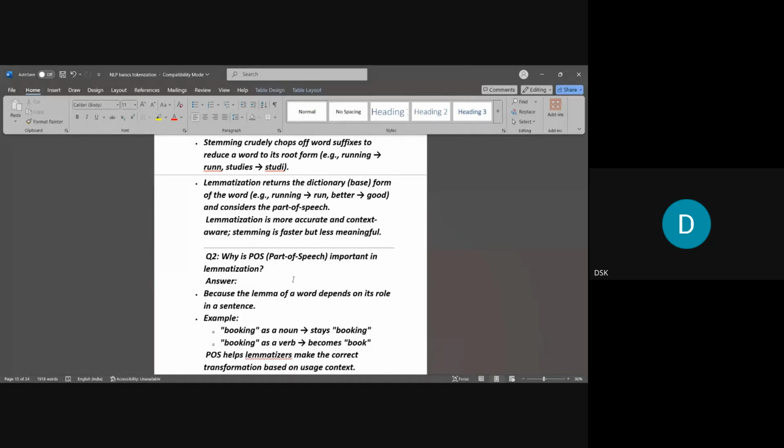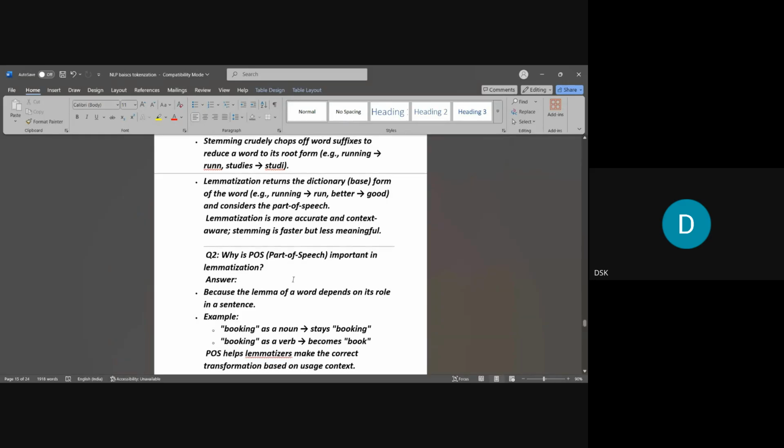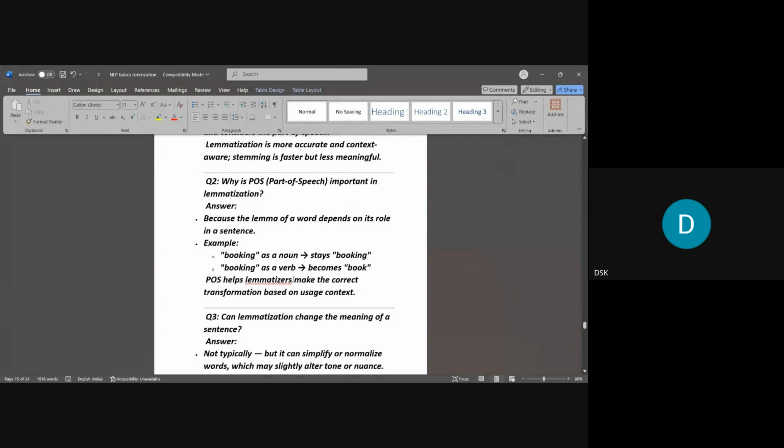So why is POS, that is part of speech, important in lemmatization? Because the lemma of a word depends on its role in a sentence. So booking as a noun stays booking only, but booking as a verb becomes book. This helps lemmatization make the correct transformation based on the usage in the text.